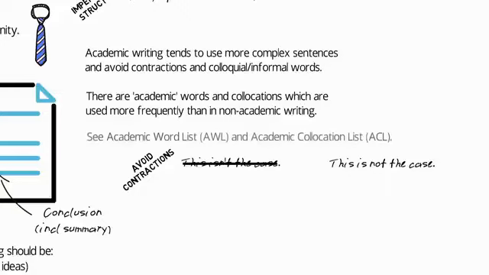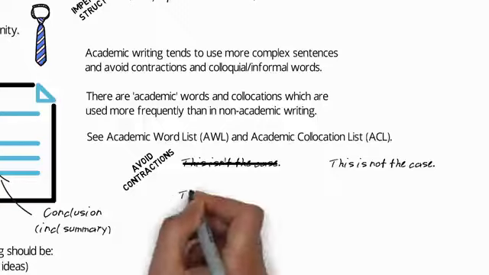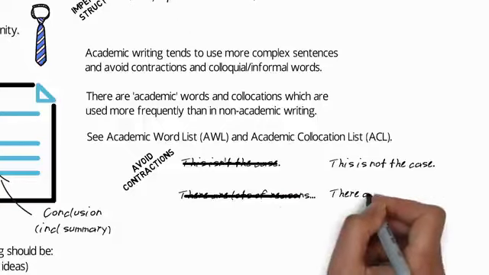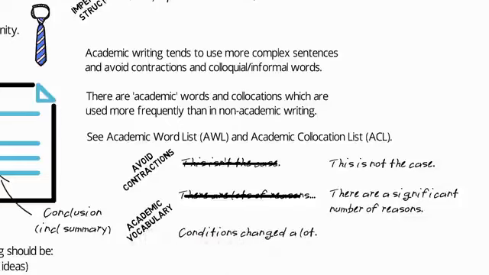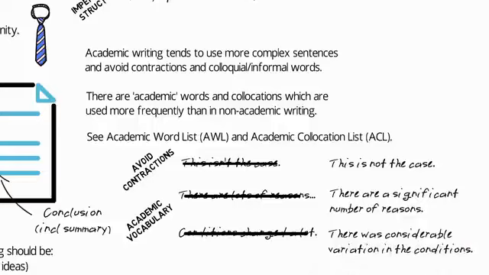For example, the academic word list, the AWL, and the academic collocation list, the ACL. For example, instead of "there are lots of reasons", "there are a significant number of reasons". Instead of "conditions changed a lot", which is not very formal, "there was considerable variation in the conditions". So both of those examples use more academic vocabulary, including words from the academic word list.